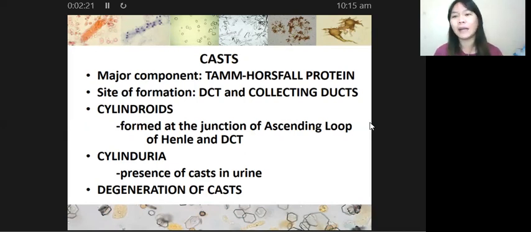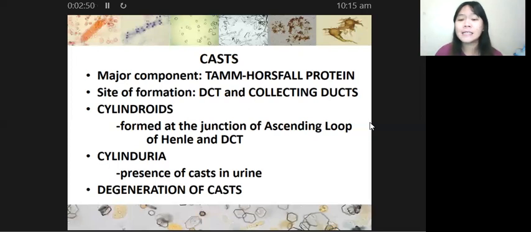Kasi ano bang ginagawa natin sa embedding? Ang ginagawa natin sa embedding, minomold natin yung ating tissue sample into your block. So, ang keyword dito, class, ay molding. So, basically, ganun din ang nangyayari in the formation of your casts. You are molding the sediment in the tubules of your kidneys. Thus, the term casts.